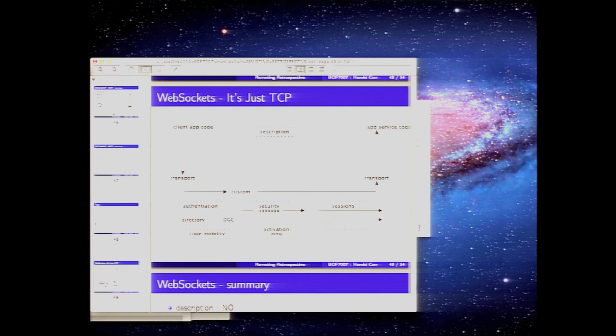Look, the client just talks to the transport. There's nobody doing encoding for you. There's nobody doing protocols for you. There's nobody doing anything for you. You talk directly to the transport. There's nobody doing authentication. There's nobody doing security. There's nobody doing sessions. That's what I mean by WebSockets are just TCP.